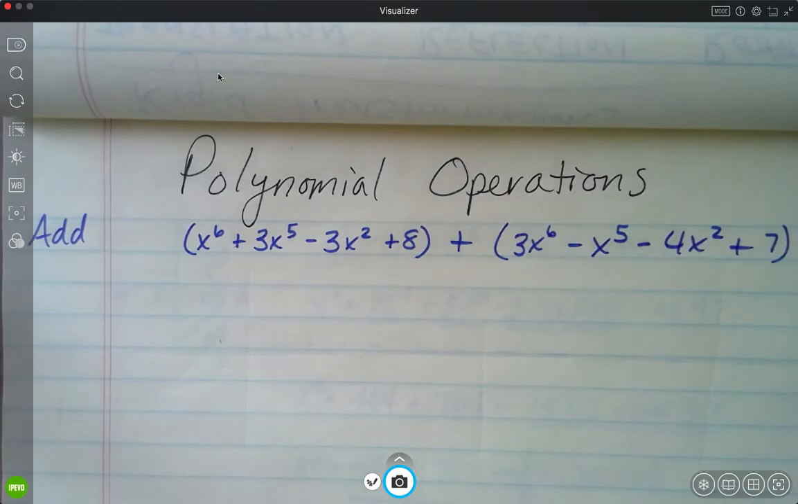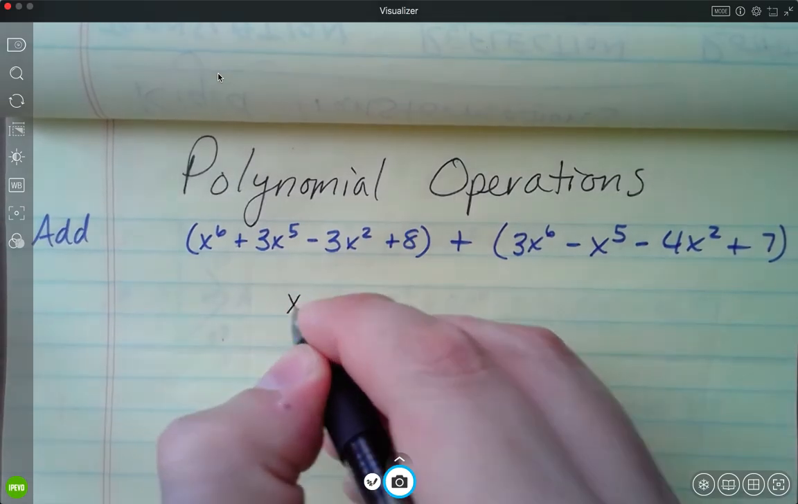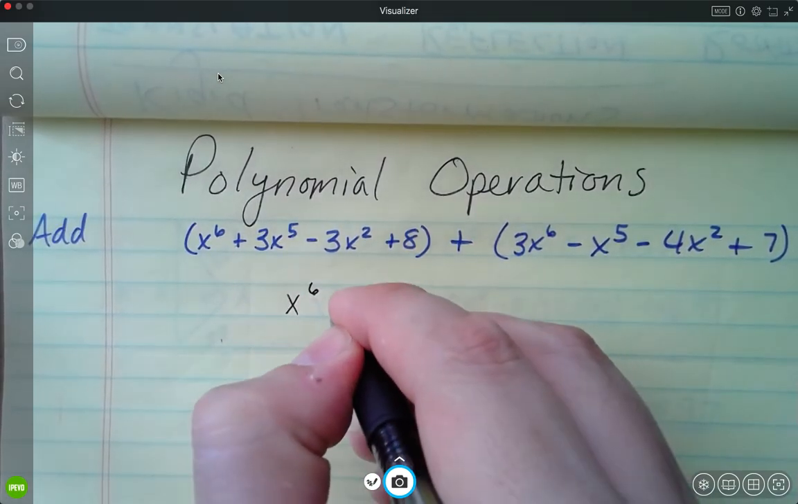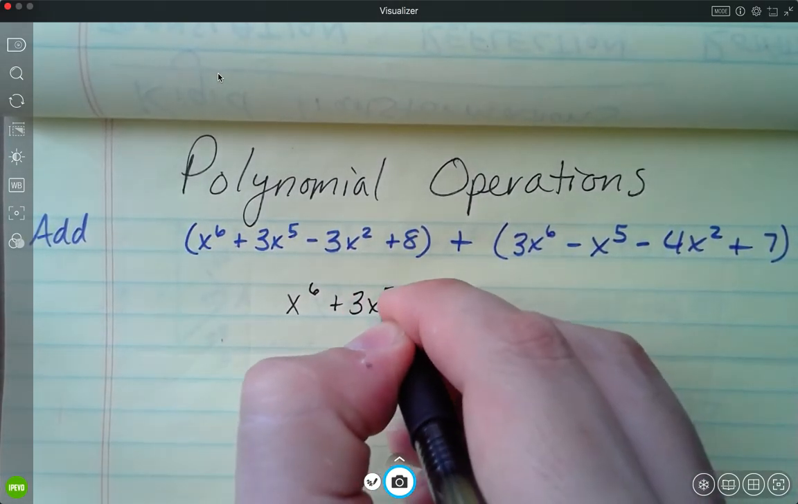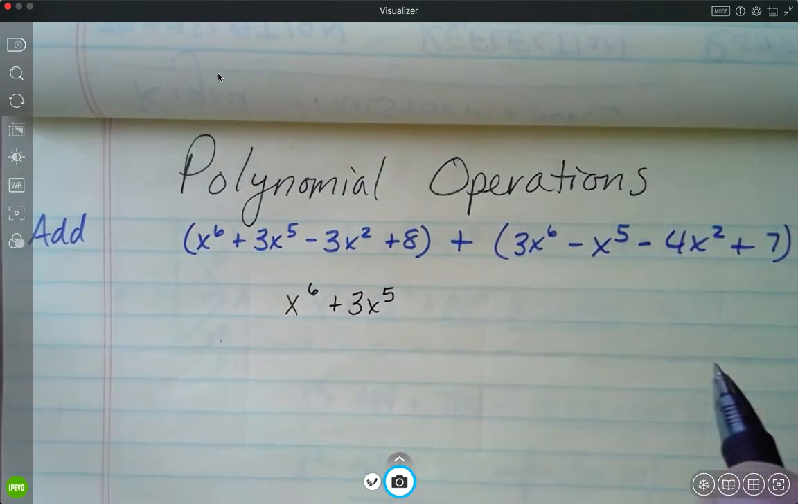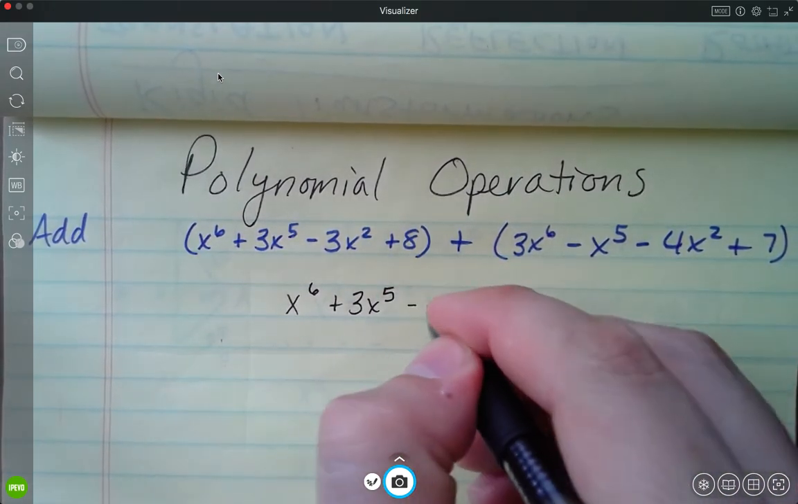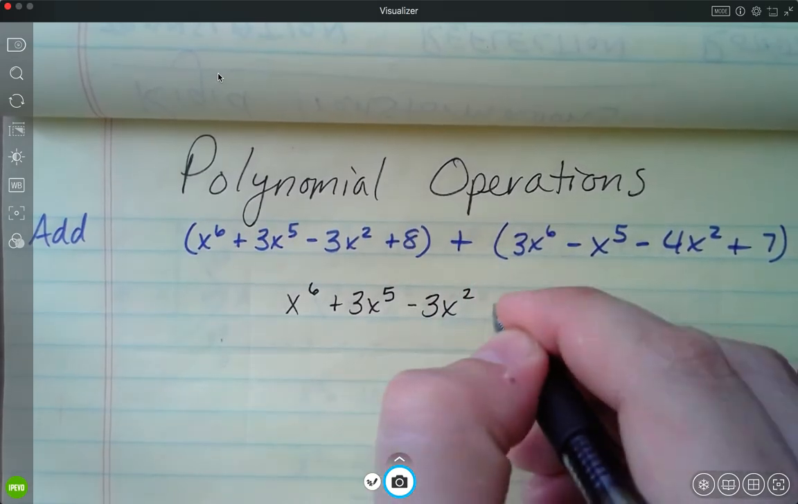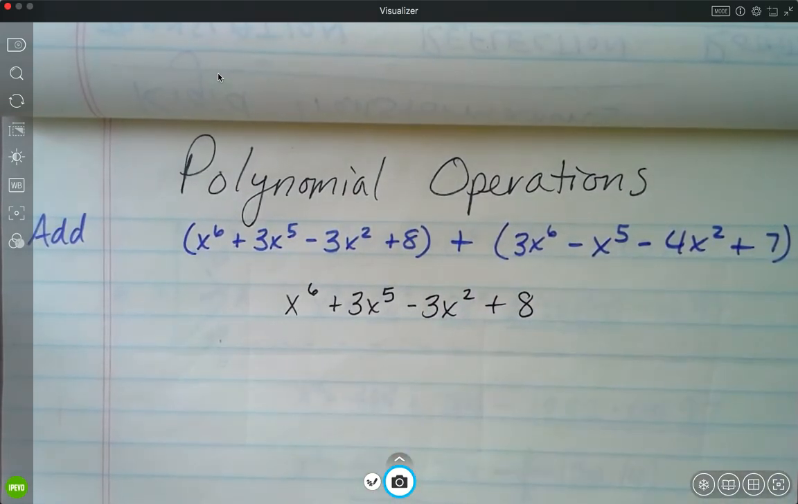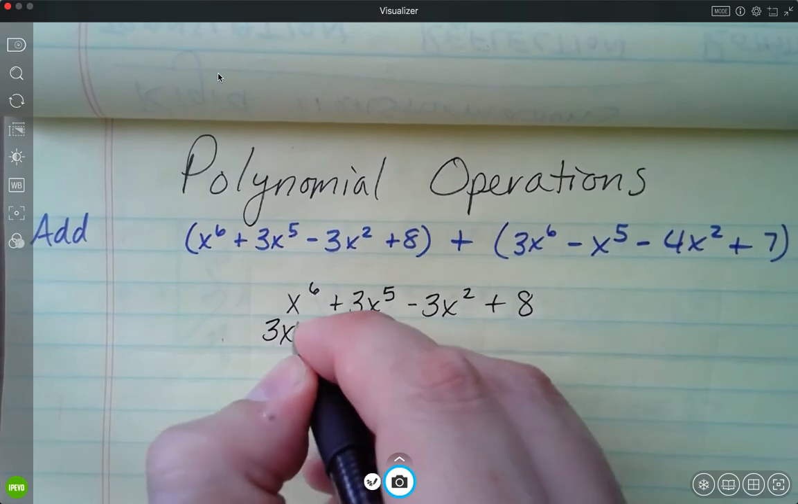Another way that I've found easier and might help you line up your correct terms is to kind of stack them on top of each other. So I'm going to go x to the 6th plus 3x to the 5th. And I'm going to leave a little bit of a gap if I need to. And this one I don't have to because they match up perfectly. And I'm just going to put my like terms together.